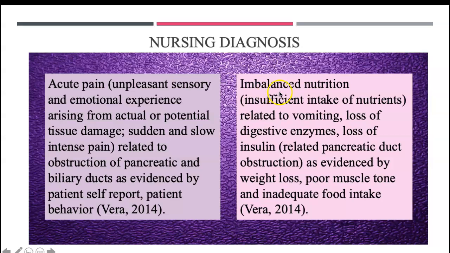Chronic pancreatitis leaves the patient at risk for imbalanced nutrition because of that malabsorption and malnourishment. There is severe vomiting, there's a loss of digestive enzymes, and therefore food is not getting digested. Loss of insulin means uncontrolled blood sugar and therefore diabetes, weight loss. There's not enough nourishment, therefore loss of muscle tone, mobility. The food intake is inadequate to keep the body nourished.